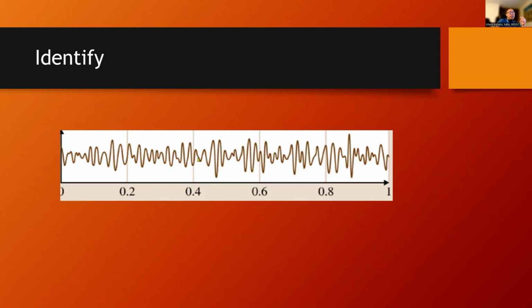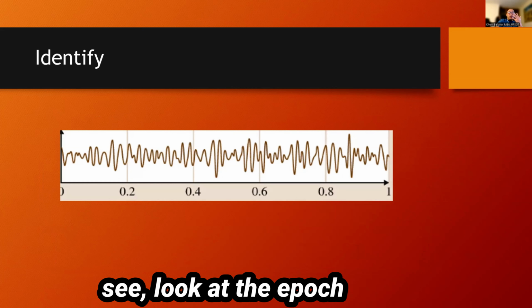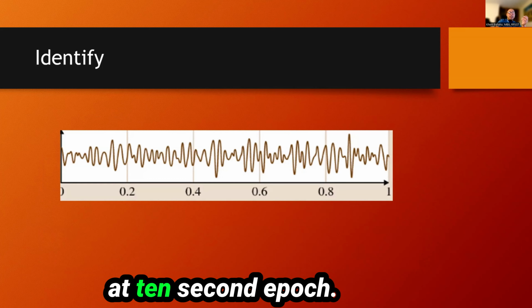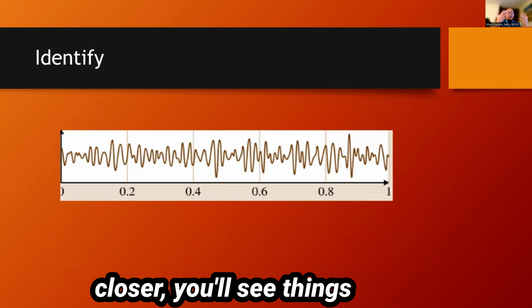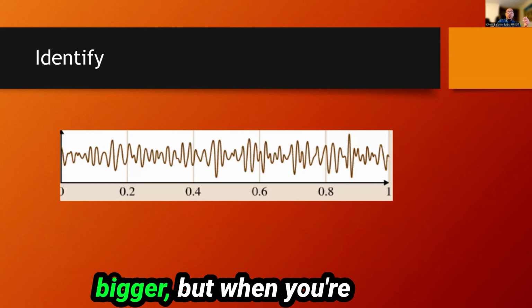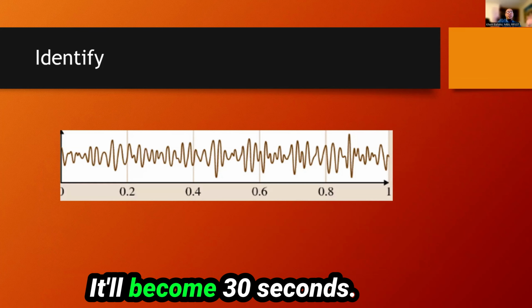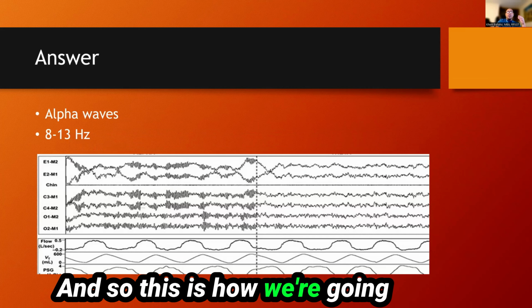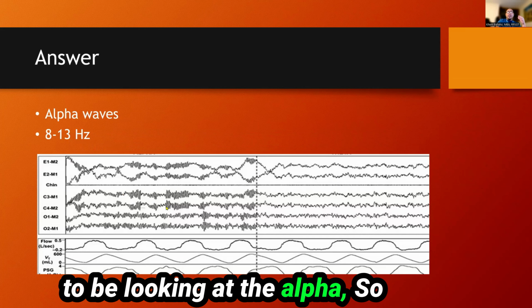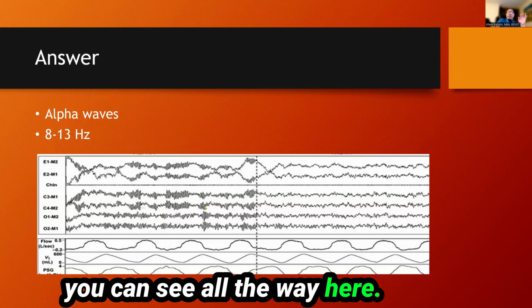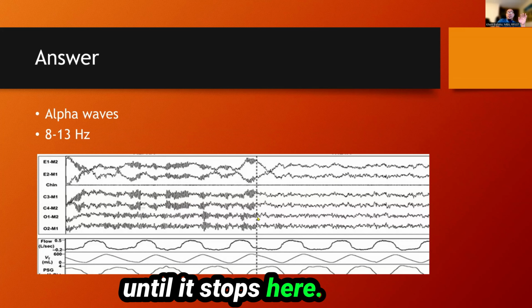Next, when you're looking at EEG, you're going to look at the epoch at 10-second epoch. So you actually get it closer. You will see things bigger. But when you're doing sleep, you're going to push back a little bit. It will become 30 seconds. And so this is how you're going to be looking at the alpha. So you can see all the way here, you have alpha until it stops here.